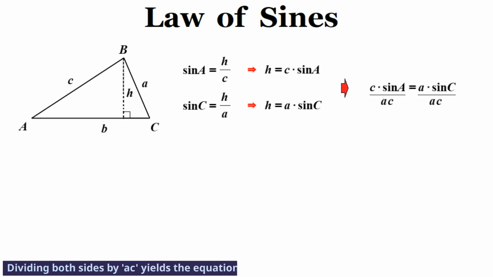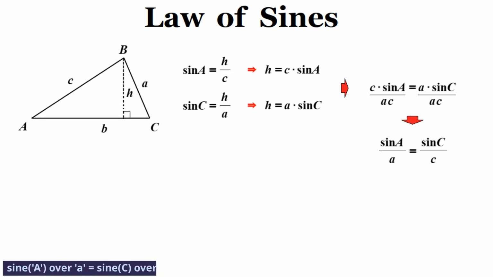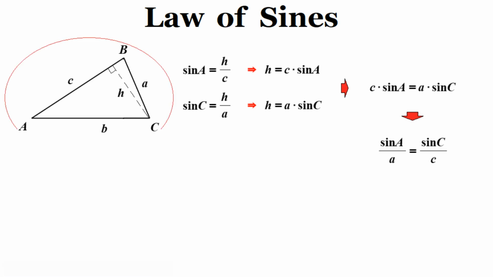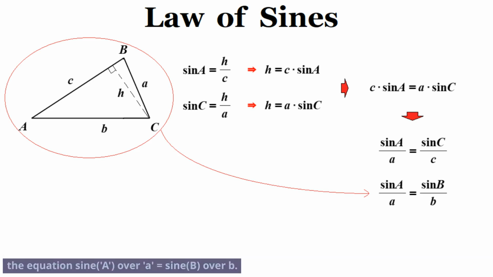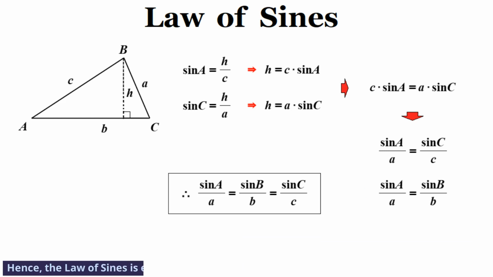Dividing both sides by ac yields the equation sine A over a equals sine C over c. If we construct a height h from vertex C to side AB, and apply the same method, we obtain the equation sine A over a equals sine B over b. Hence, the law of sines is established.